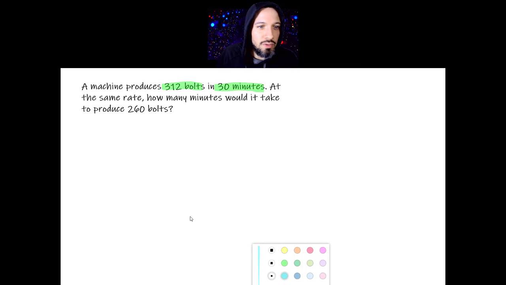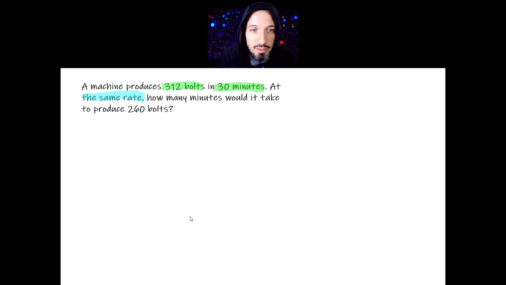And then we're also told that at the same rate, so we're talking about the same rate. So again, now I know that this is a clue that we're dealing with a proportion. Same rate, how many minutes, that's the unknown, would it take to produce 260 bolts? So in green I highlighted the pair of information that goes together, 312 bolts in 30 minutes. And then you can see in the pink, how many minutes for 260 bolts. So that's going to be my proportion setup.